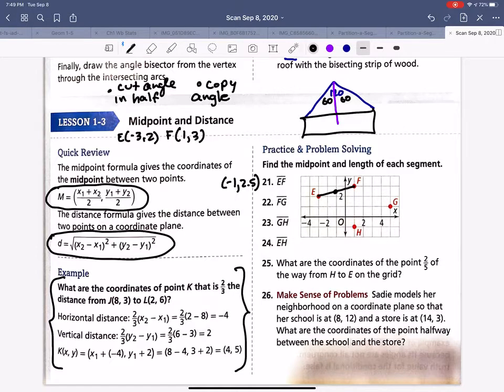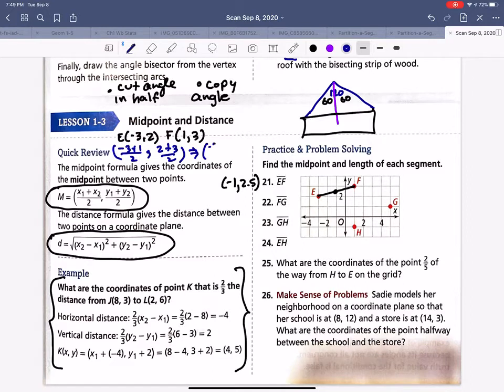So using this formula, take the two x values, add them together. So this is one x value and this is another x value. Add them together and then divide by 2. And then do the same with the y. Add the two y's together and divide by 2. So that's what we're going to do. So add the two x's: -3 + 1 divide by 2. And then we'll do it with the y's: 2 + 3 divide by 2.